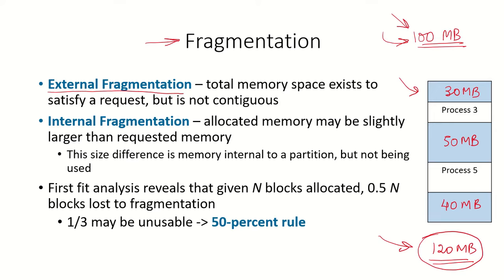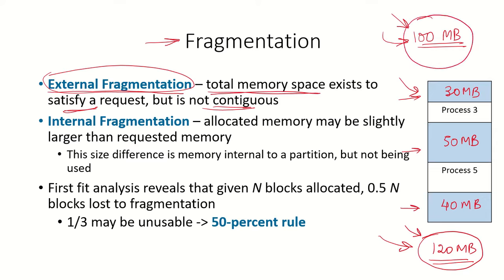So there exists total memory space to satisfy a request, but it is not contiguous, it is scattered. So this is referred to as external fragmentation. The memory has been fragmented or broken down. So there is memory which is available, but it has been broken down into parts. So contiguous memory is not available, and because we are dealing with contiguous memory allocation, that means this request of a particular process cannot be granted.